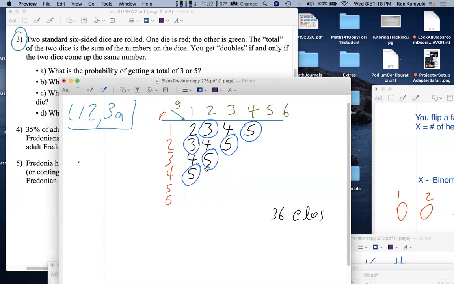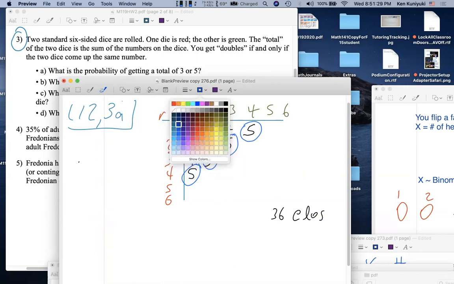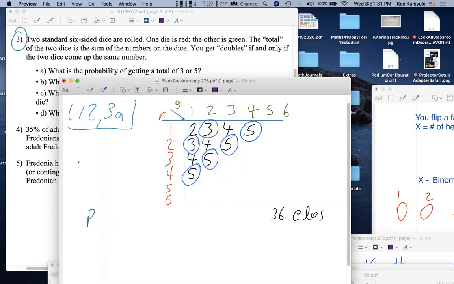One, two, three, four, five, six, right? So the answer to A, the probability of getting a sum. Okay, our base color was teal. Let's go with the base color. The probability of getting a 3 or a 5: there were 36 equally likely outcomes. Out of those, 6 of these slots give us a 3 or a 5. Bear in mind, that is equal to 1/6, but I don't require you to reduce fractions.